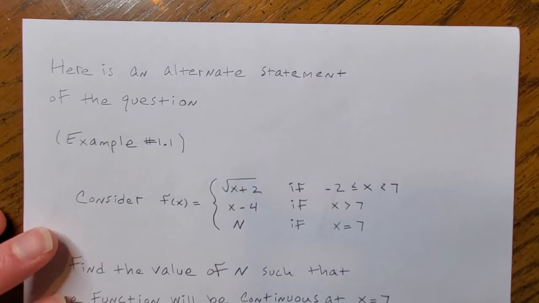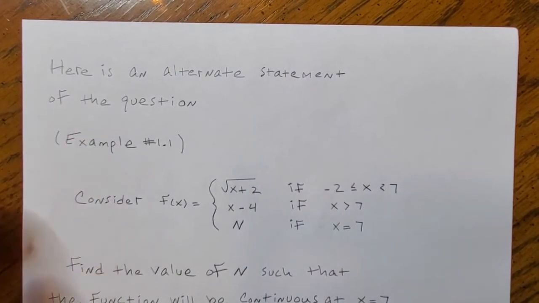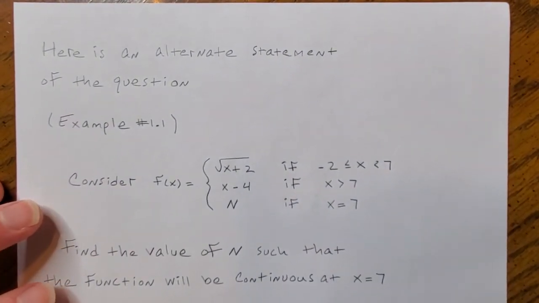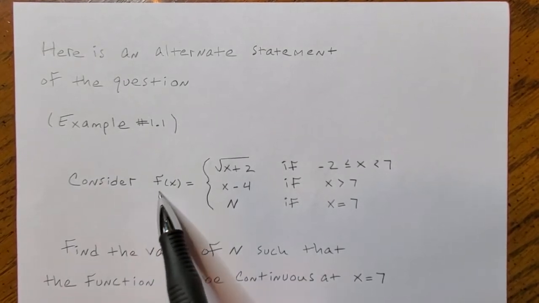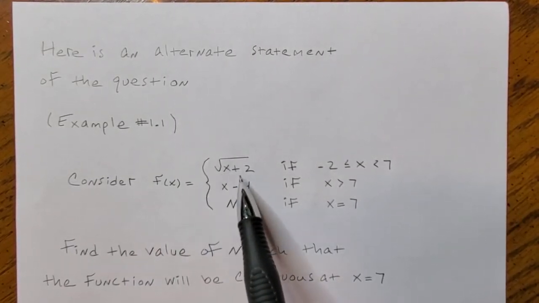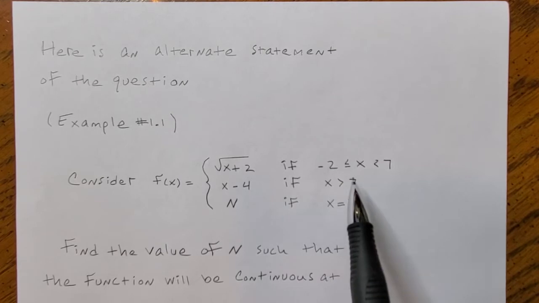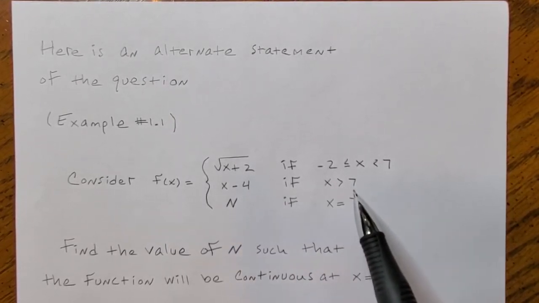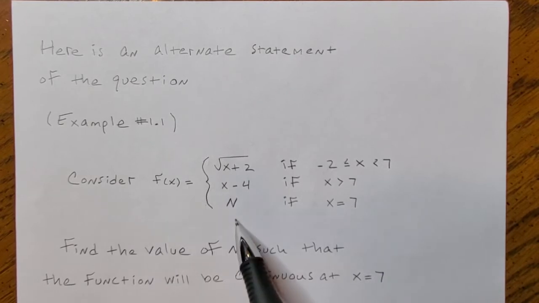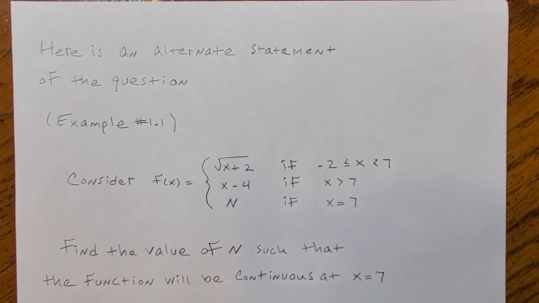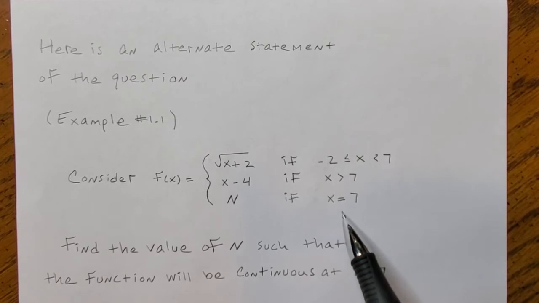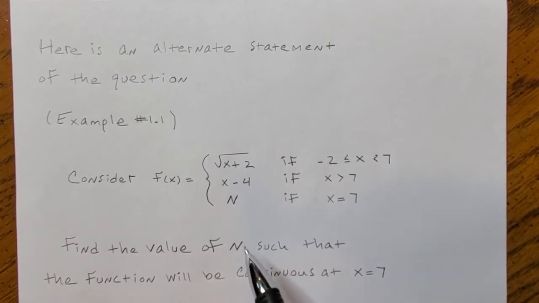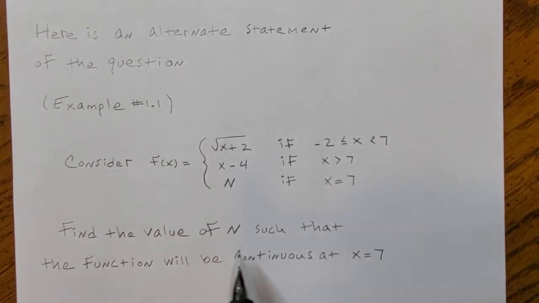So I might give it like this, and I want you to see that if the question was stated this way, it's no different at all. It's exactly the same question. Consider the function f of x, where f of x is root x plus 2 if x is between -2 and 7, including -2. f of x is x minus 4 if x is bigger than 7, and f of x is this number n if x is 7. Well, that's like saying if you put 7 in for x, you would get this number n for y. All right, find the value of n such that the function would be continuous at 7.